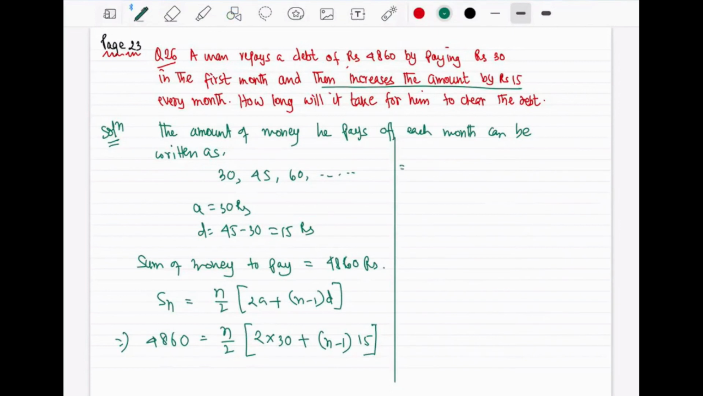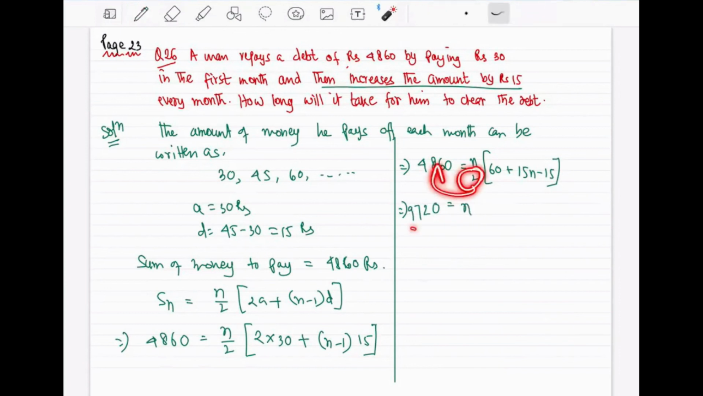Left hand side, right hand side. So we have got 4860 is equal to n by 2, which is still there, 2 into 30 is 60. You open this bracket, 15n minus 15. So let's bring the 2 to the other side. 4860 into 2, how much is it? 9720. Keep n remaining. 60 minus 15 is how much? It's 45.